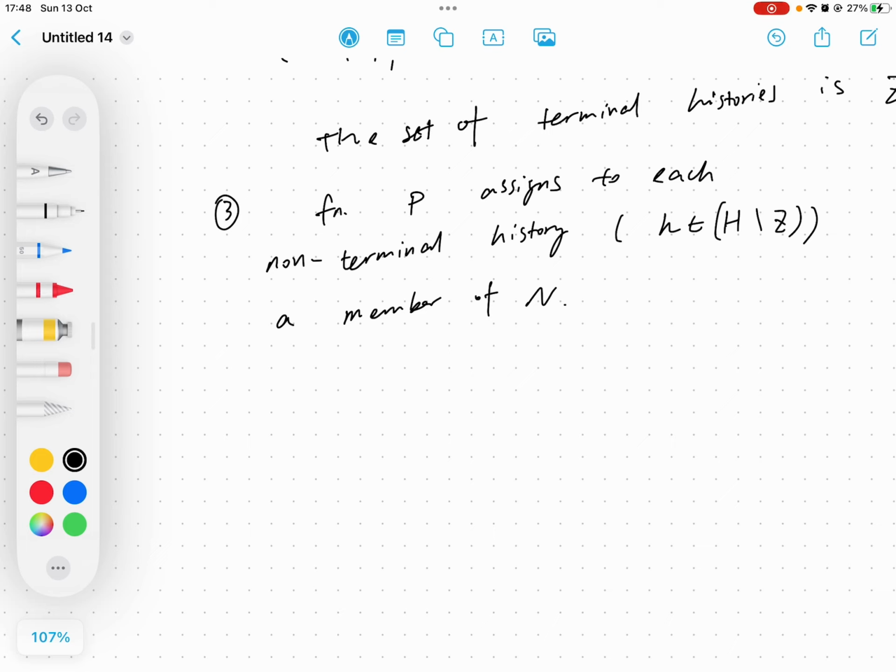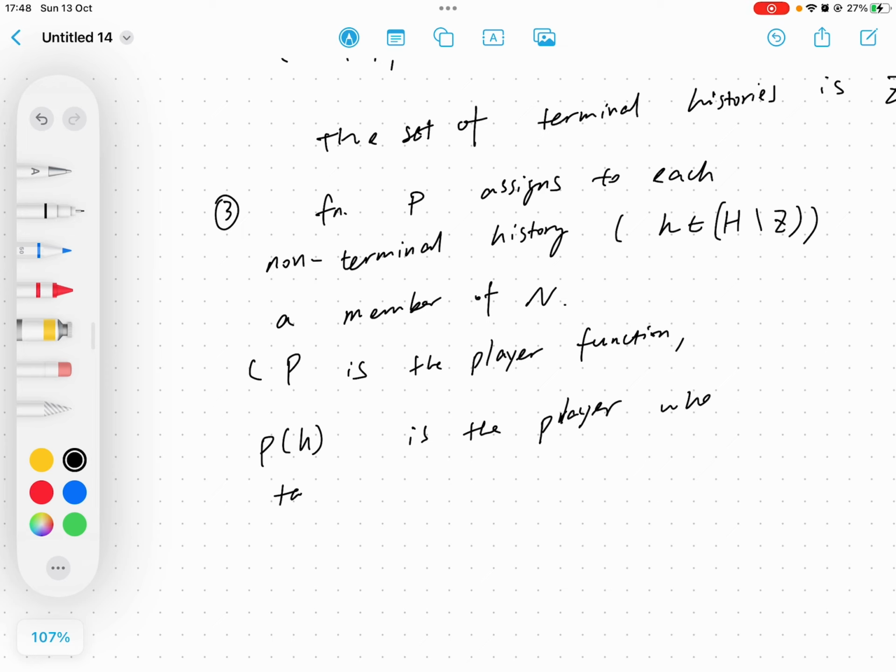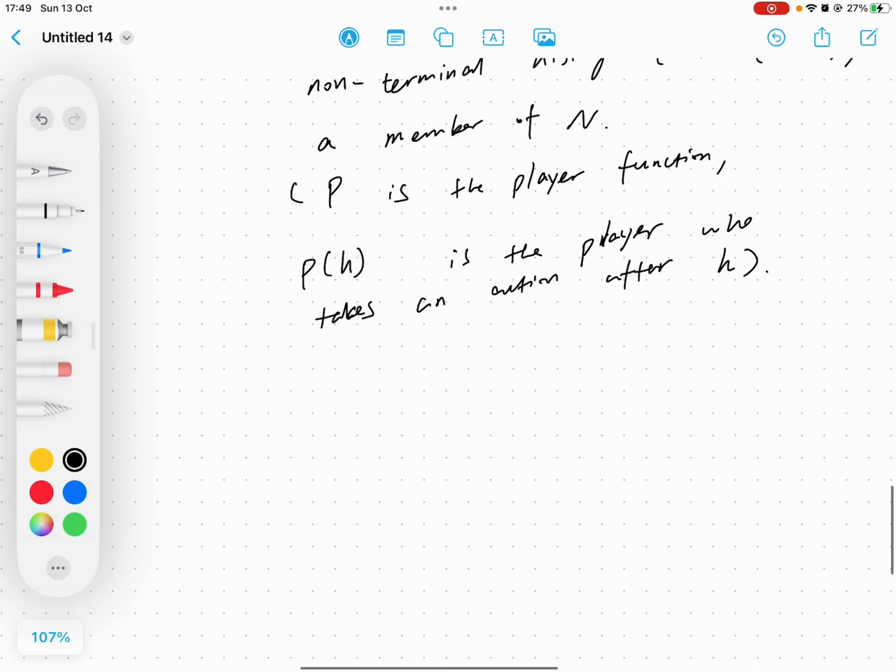Okay. So P is the player function. P(h) is just the player who takes an action after history h. So this P is pretty difficult to understand.